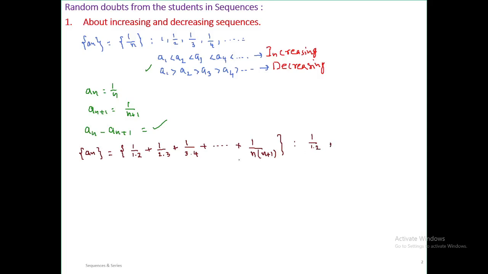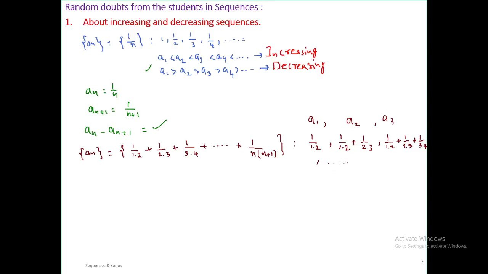What is the second term? Substitute n is 2, that means up to 2 into 3 we have to write. That means 1 over 1 into 2 plus 1 over 2 into 3. So this is the second term, like a2. This is like a1. Similarly a3, up to 3 into 4 you have to write: 1 over 1 into 2 plus 1 over 2 into 3 plus 1 over 3 into 4. This is the third term, and so on.